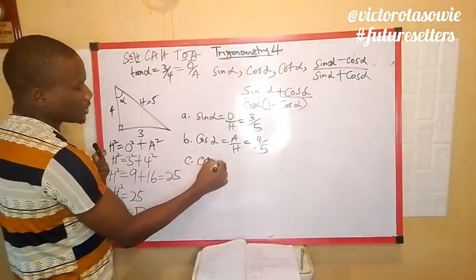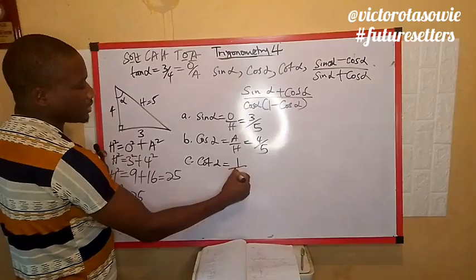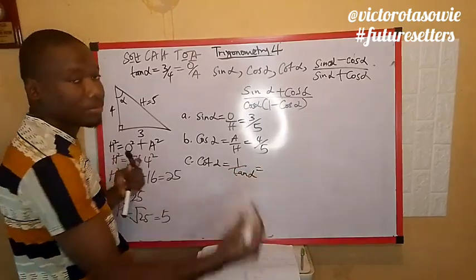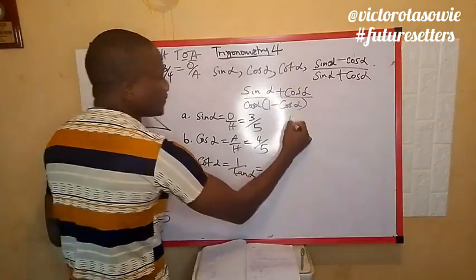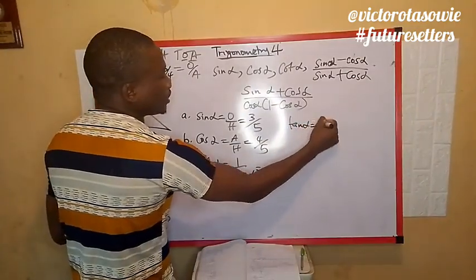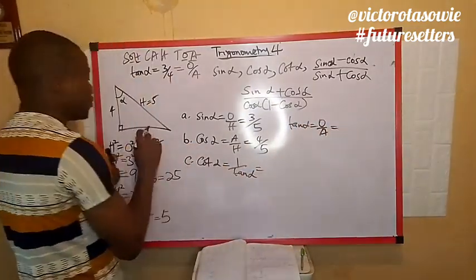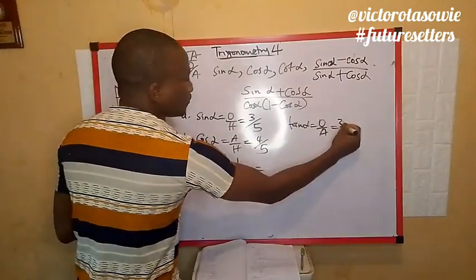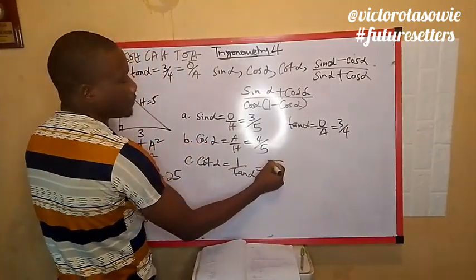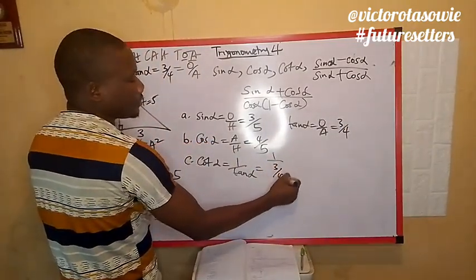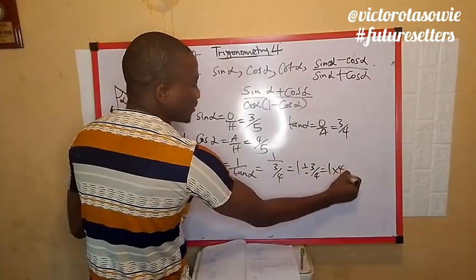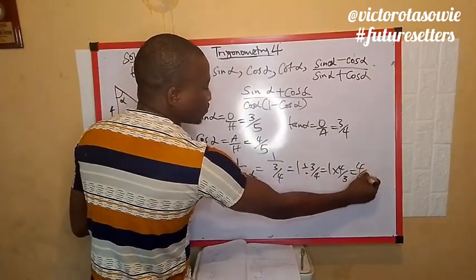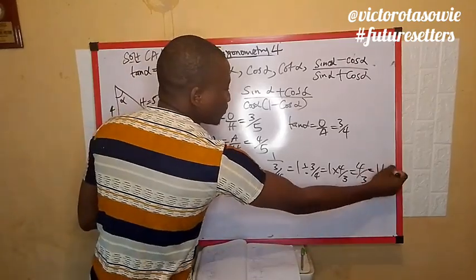The next part, cot alpha. Remember that cot is 1 over tan alpha, which I explained before. So what's tan alpha? We've not gotten tan alpha, so we have to get tan alpha first. Tan alpha is opposite over adjacent. Opposite is 3, adjacent is 4, so 3 over 4. So if you are saying 1 over 3 over 4, this will give us 1 divided by 3 over 4, 1 times 4 over 3, 1 times 4, 4 over 3.